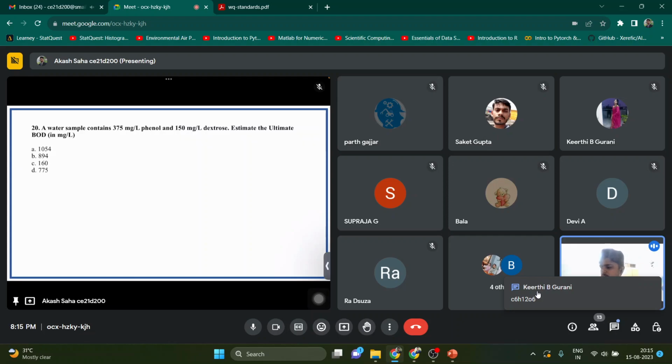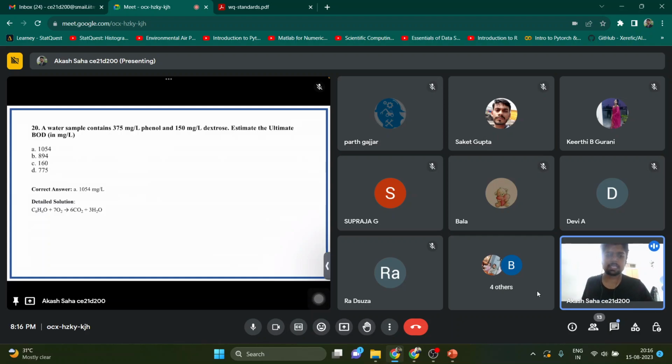Both glucose and dextrose have the same formula, but glucose is a type of sugar generally found in blood in humans, whereas dextrose is a type of sugar that is found in food. So this is the basic difference between dextrose and glucose. But for our purpose, both are the same because both formulas are the same. So we'll quickly go through the solution for this. The answer is 1054 milligram per liter. So we have C6H6O, which will require 7 moles of oxygen.